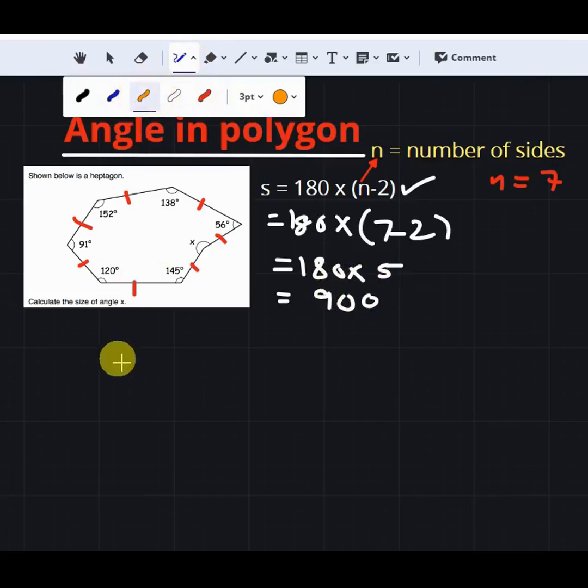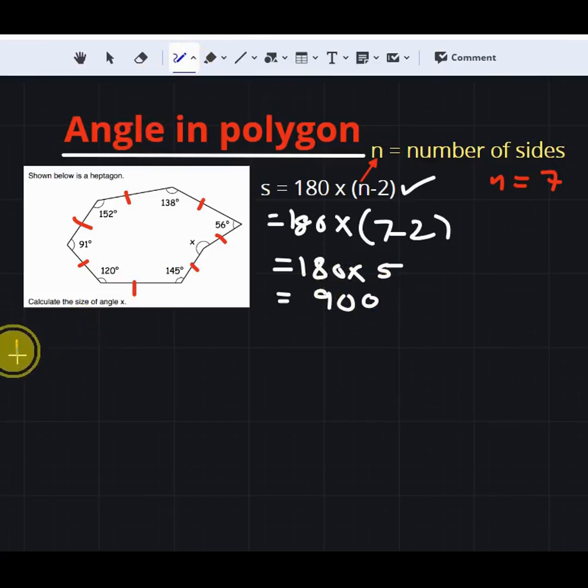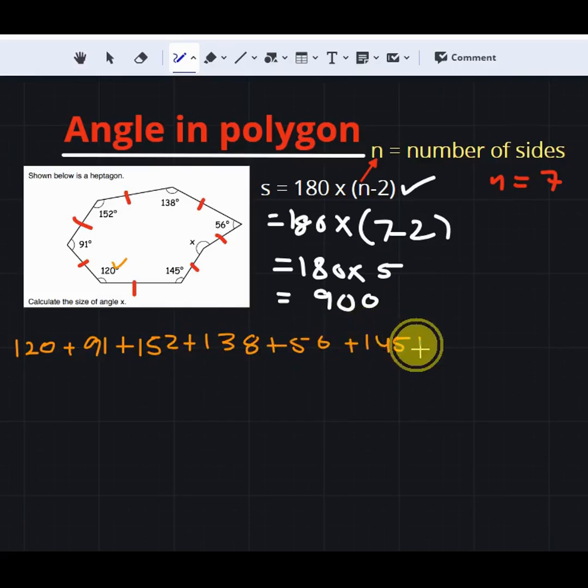Now what I have to do is add the given angles. So 120 plus 91 plus 152 plus 138 plus 56 plus 145 plus x is equal to 900. So that is the equation we have.